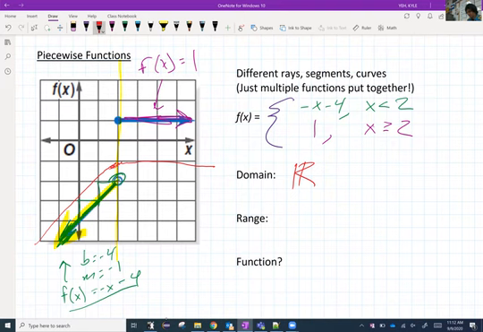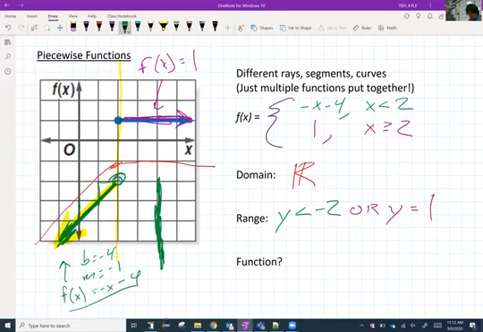What is the range? This one's a little bit trickier. I'm going to say that the range is y is less than -2 or y equals 1. And it's okay to write it kind of in English like this. How did I get these values? Well, because I'm hitting every y value that is less than -2 based on this part. It's going down forever. That's what that arrow on the left means.